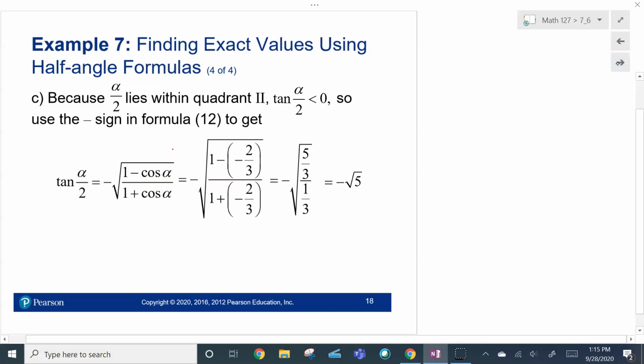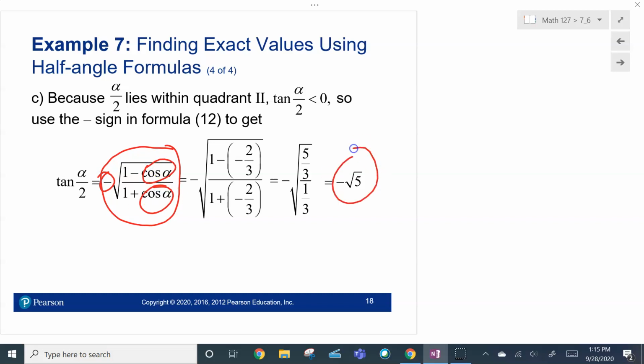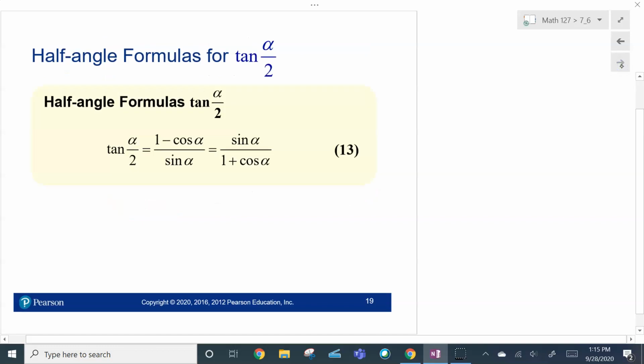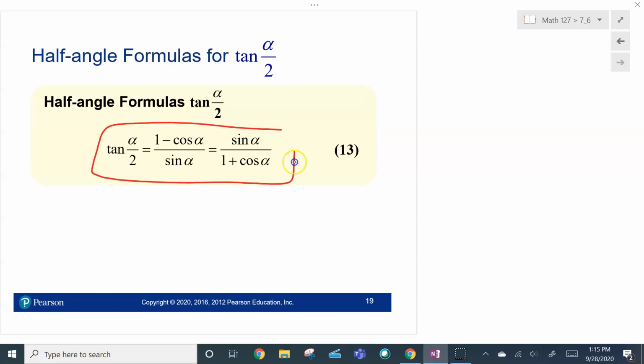For tangent alpha over 2, the sine over the cosine is negative in quadrant 2 for the alpha over 2 location. So you pick the negative one, and then you plug in sine alpha and cosine alpha there and clean it up. Lastly, just be aware there's also a half angle formula for tangent alpha over 2. You could also use either of these two forms to get an exact value.